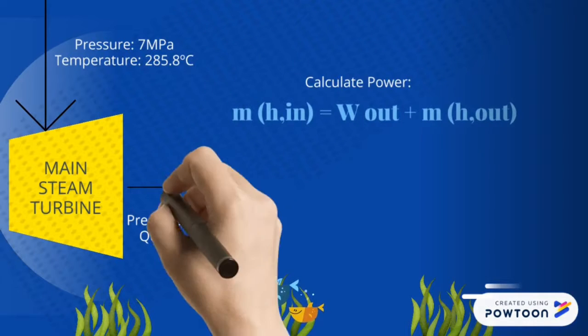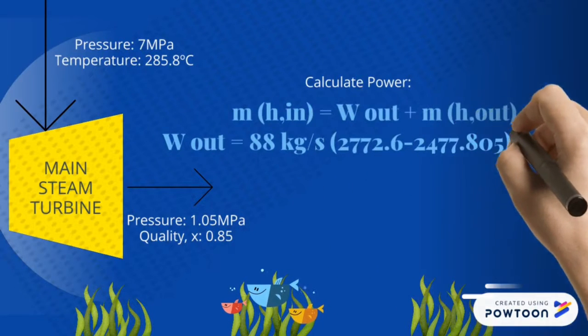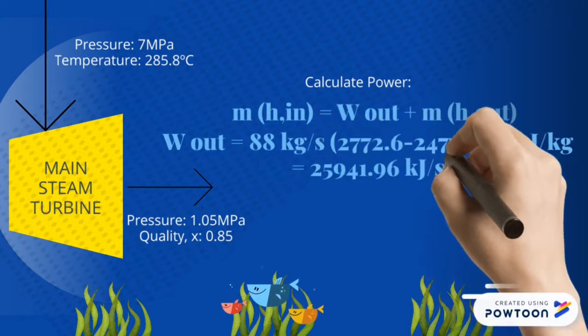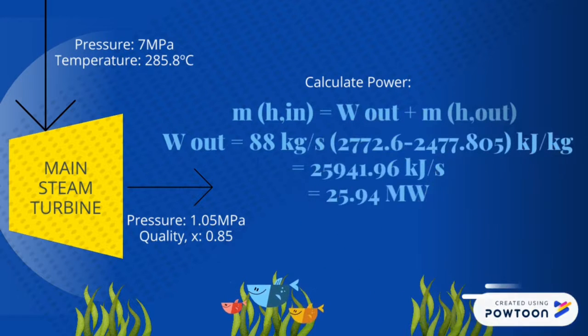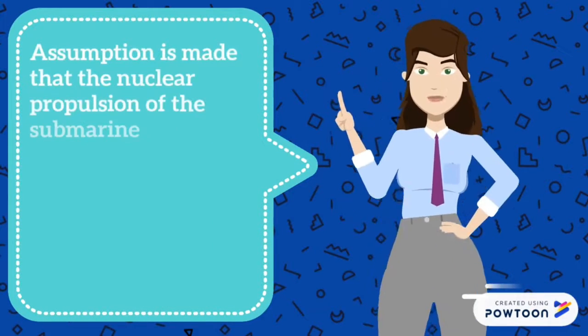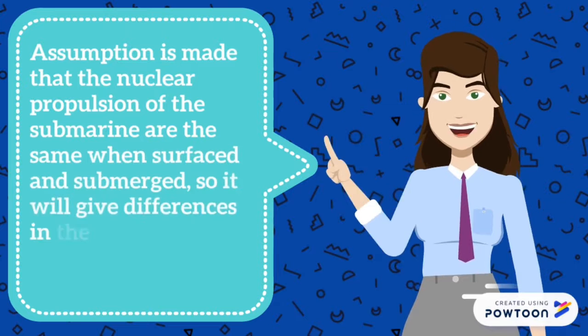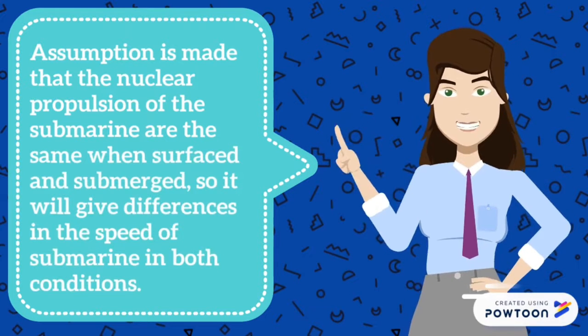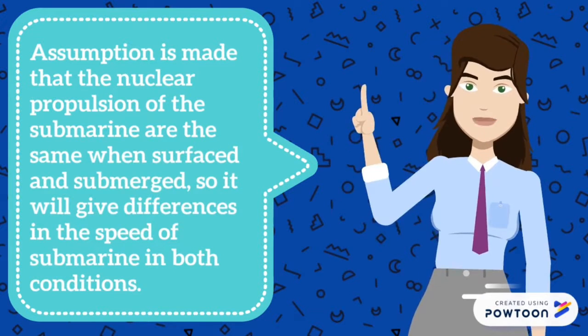Finally, we put all the values obtained into the energy balance. We got 25.94 MW of power generated from the turbine. An assumption is made that the propulsion of the submarine is the same when surfaced and submerged, but will be different in terms of speed.